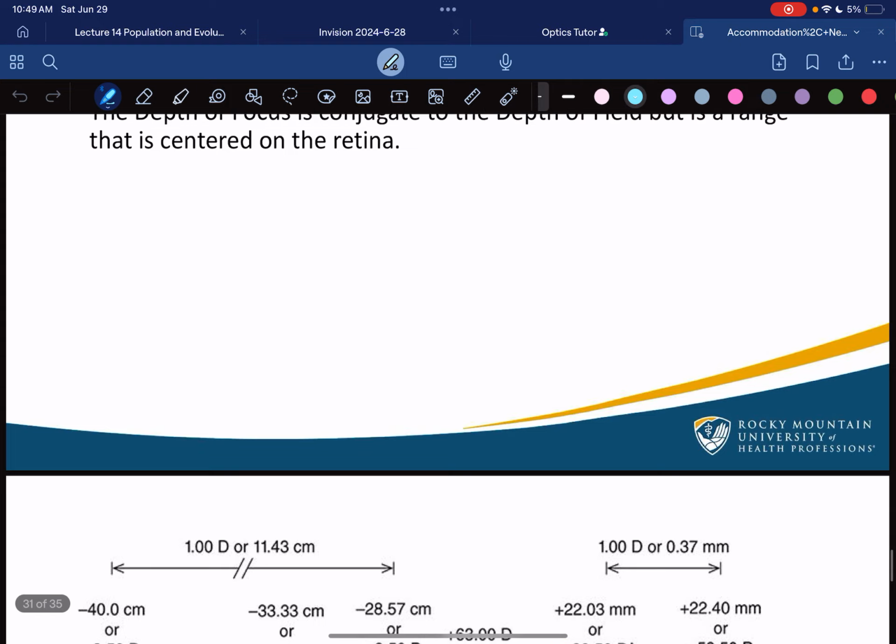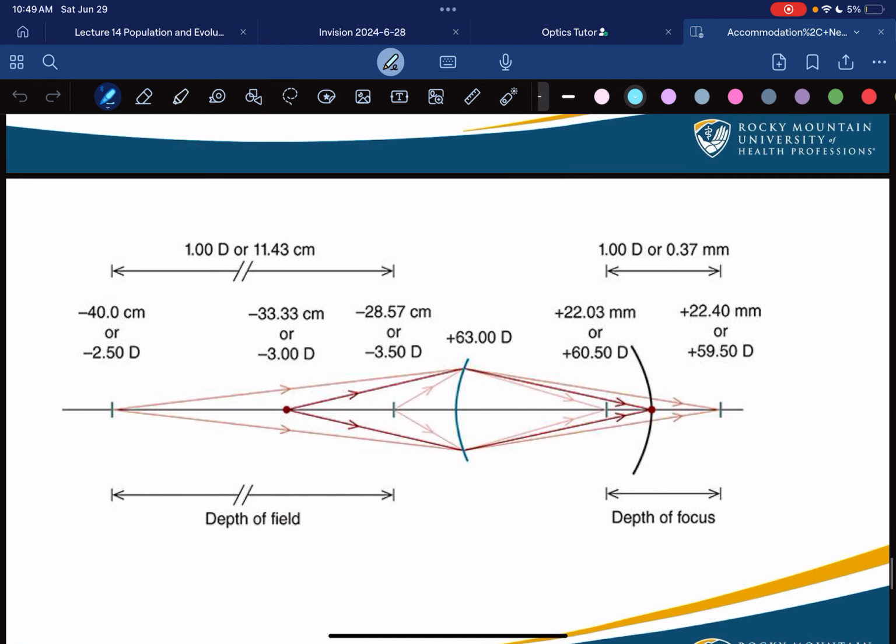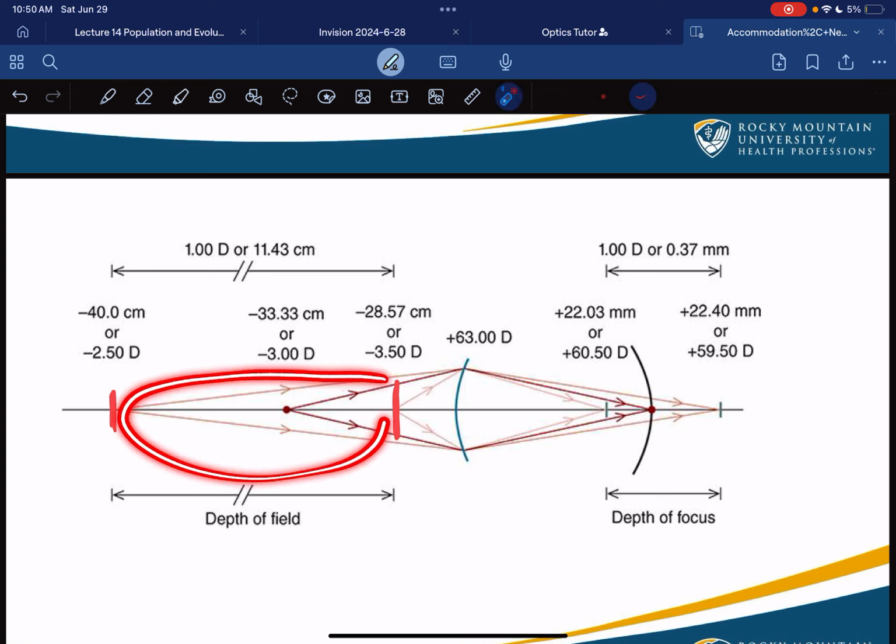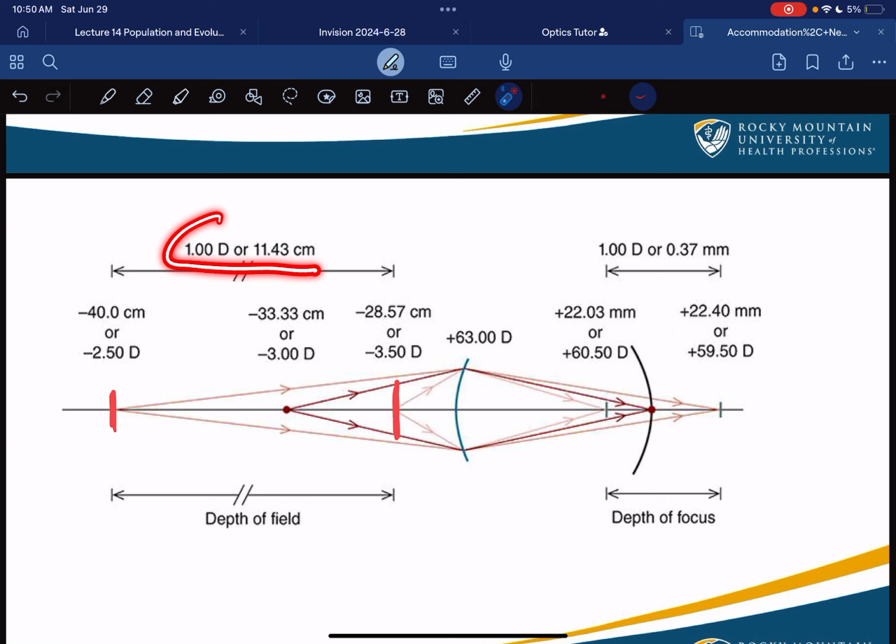So basically what he was trying to say is depth of field, depth of focus is the range in diopters of which something is acceptably clear. And so, for example, from here, you can't see that. From here, that still sucks. From here to here, if that object is within this range, it's still going to be acceptably clear, right? And for this person, it happens to be 1 diopter. And remember that it's in diopters.